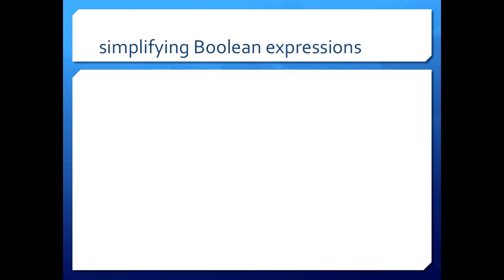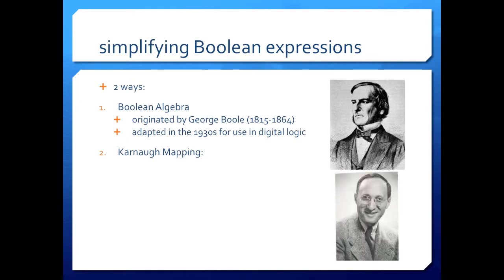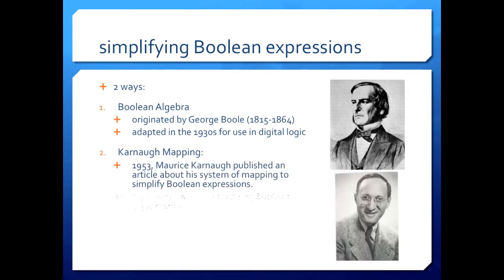Simplifying Boolean expressions falls under two different categories. One way to do it is through the Boolean algebra method, which was developed by George Boole in the mid-1850s. And actually his rules and his laws weren't really used in digital logic until the 1930s. The other way is by Karnaugh mapping. Karnaugh mapping was developed by Maurice Karnaugh, and it's more of a graphical representation of the way in which those ones are mapped out onto a graph, and we'll show you how that's done in a moment.